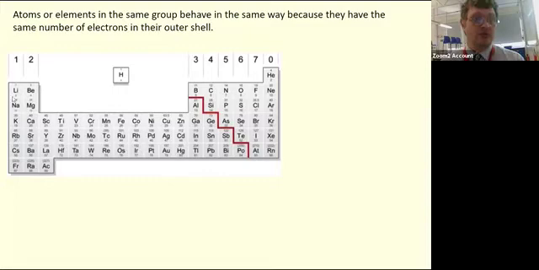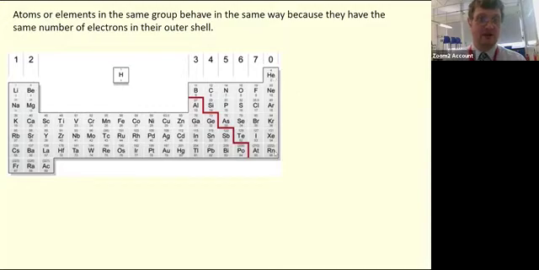There are also these groups in the periodic table that link to chemical behavior. Lithium, sodium, potassium all behave similarly. Fluorine, chlorine, bromine all behave similarly. Not identically, there are differences, but they have similarities. There are patterns in their behavior.